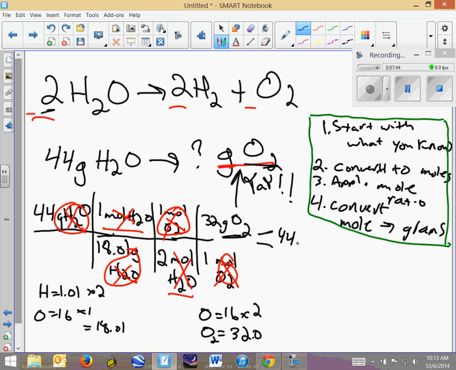It's 44, everything on the top times everything on the bottom, divided by each other. 44 times 32, divided by 18.01 times 2. You can do that math on your own. So these problems I don't think are too terribly difficult. We're just using these masses to calculate what we have and where we're trying to get to.